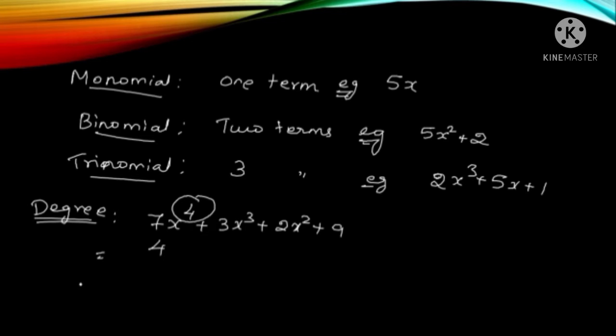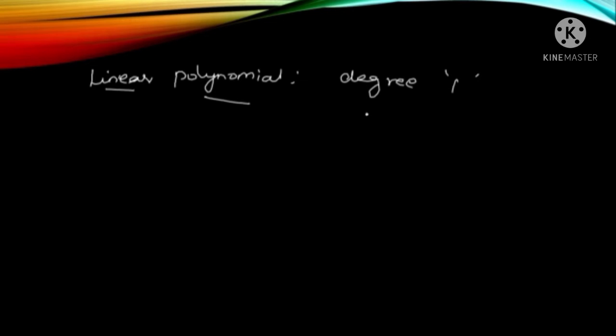Can you guess the degree of the polynomial 7x plus 1? Of course it is 1, because the highest degree is 1. Now we discuss linear polynomials. A polynomial having degree 1 is called a linear polynomial. For example, 5x is a polynomial whose degree is 1. Also x plus 2, where the degree is 1.